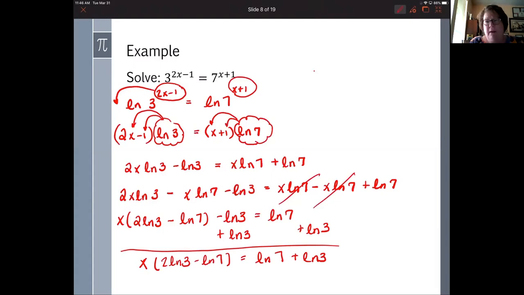divide both sides of this equation by 2 times the natural log of 3 minus the natural log of 7. Because, again, that's just a number. It's just some number, and you could certainly put that in your calculator and find a decimal approximation to that number. So I can divide both sides by that value.